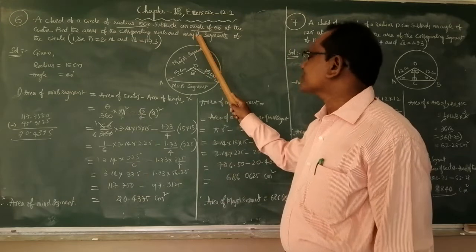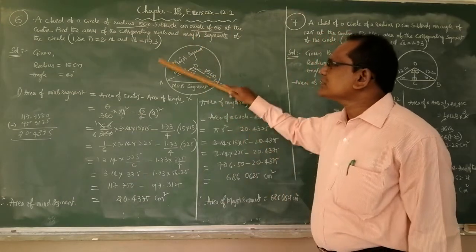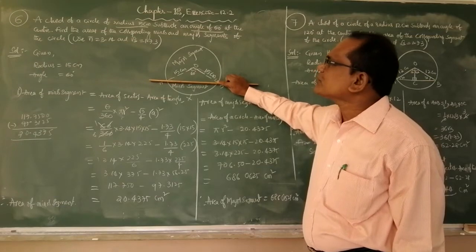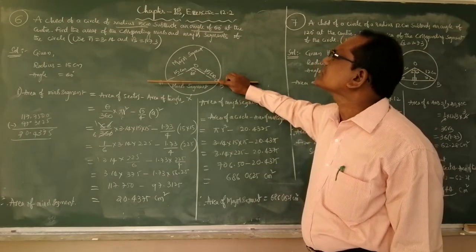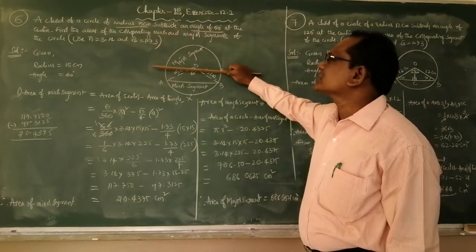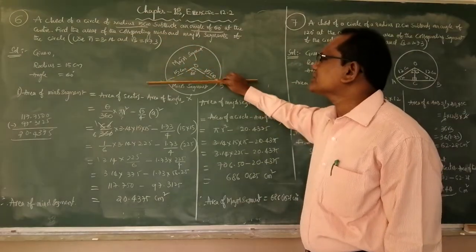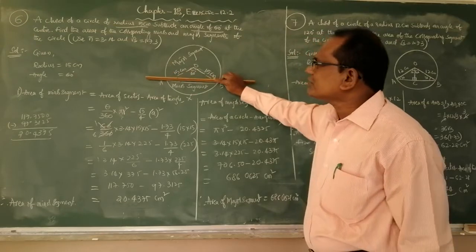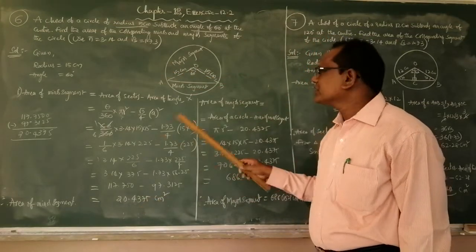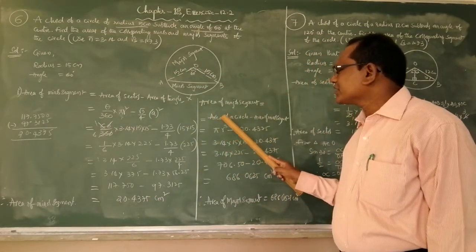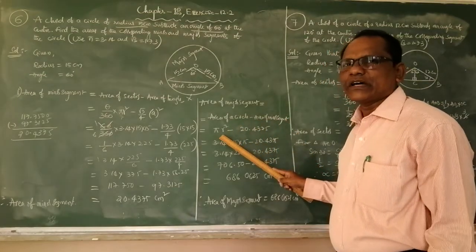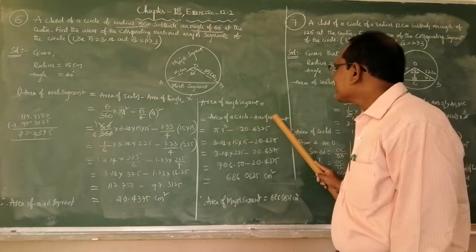Next, the major segment. Now AB is a chord, and the part above AB in the circle is called the major segment. How are we going to find the major segment? Complete area of the circle minus area of the minor segment. We already got the minor segment. Area of circle formula is pi r square.